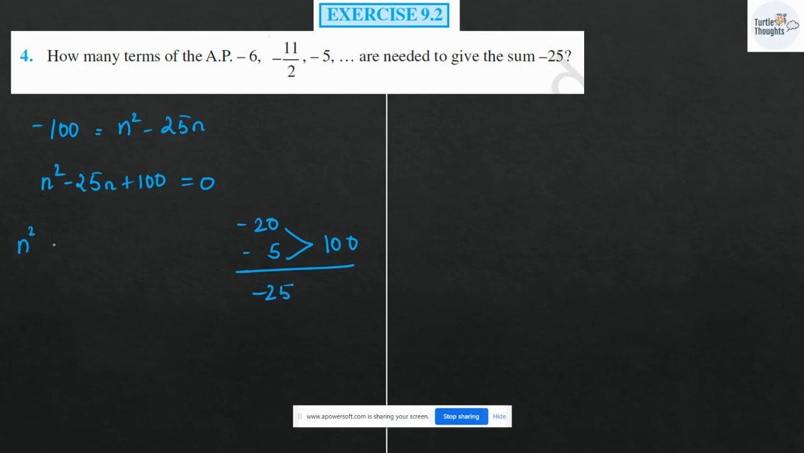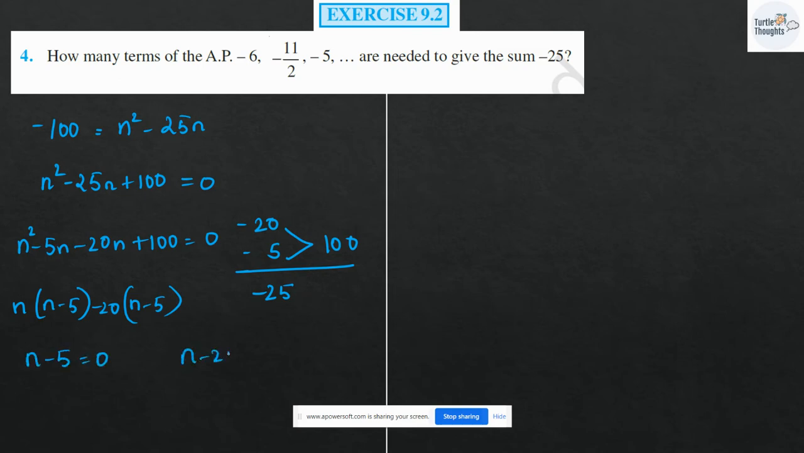So I will be writing here, n square minus 5n minus 20n plus 100 will be equal to 0. Taking n as common, I will be getting n into n minus 5, here also n minus 5, here I should be taking minus 20. In order to make this minus 20 into minus 5, I will be getting 100. So what will be the value of n? N minus 5 will be equal to 0, n minus 20 will be equal to 0. So what is the value of n here? N will be equal to 5, n will be equal to 20.